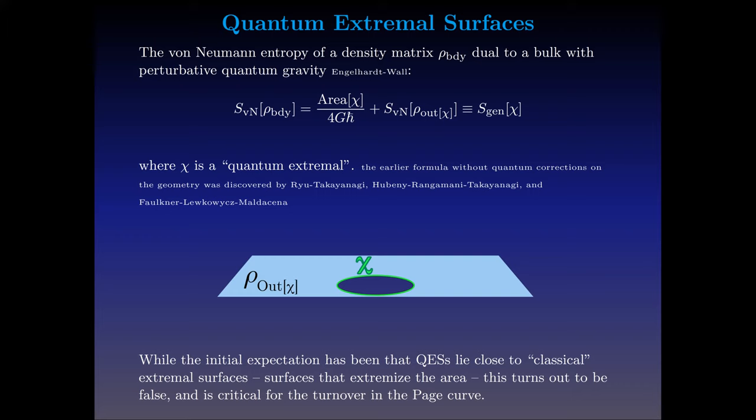Now, something that I didn't put on this slide, but is actually crucial for this talk, is the fact that if we have multiple quantum extremal surface candidates, multiple surfaces that are quantum extremal, we always pick the one with the smallest generalized entropy to compute the von Neumann entropy of the boundary. It is possible, and in fact, the main topic of this talk will be exactly that, to have more than one candidate quantum extremal surface.